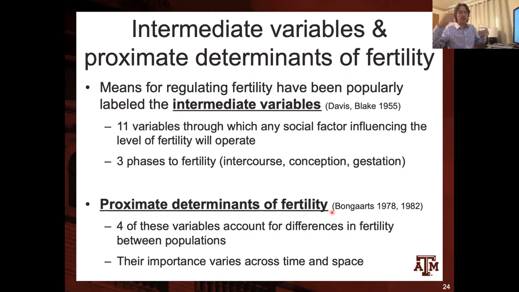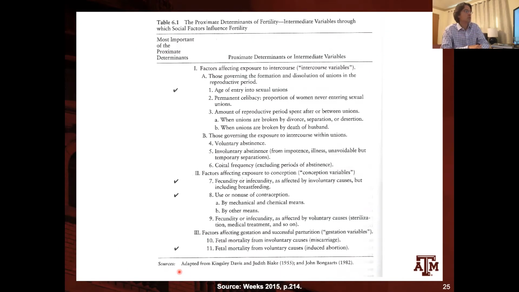that influence the levels of fertility of women in a specific country. So out of these 11 variables, 4 of them account for most of the differences in fertility between populations. And the importance of these 4 major variables that came out from these 11 varies across time and across countries, right? Across space as well. So let's just see which ones are these variables.